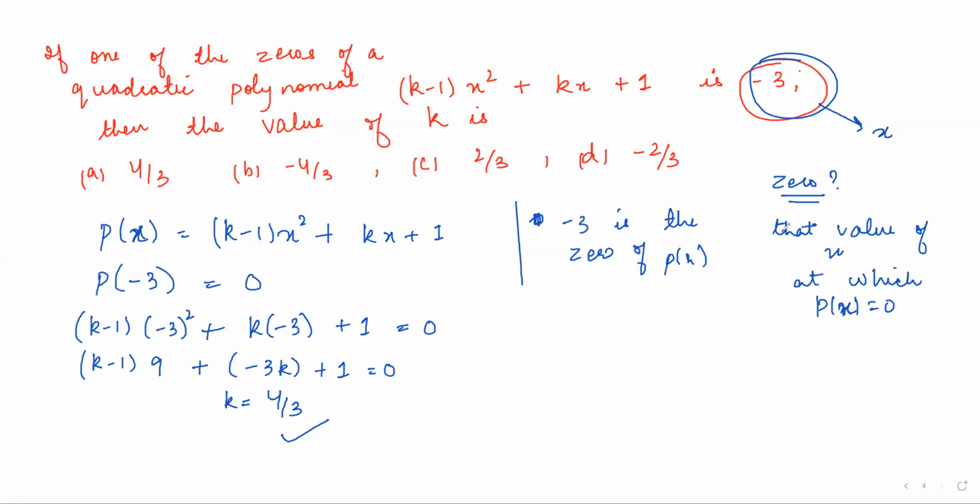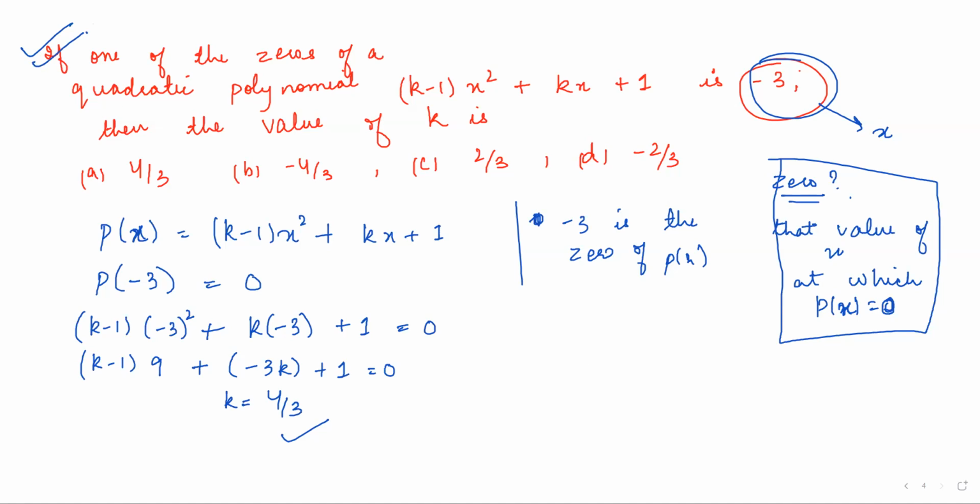So that is why I'm saying that understanding of the concept is very important, right? Please note this in a box, please. What is zero? Zero is that value of x at which p(x) is equal to 0. So this type of question will be given where the zero will be given. That means you already know that if you put this value, your p(x) is going to be 0. Got it? So note this type of question.